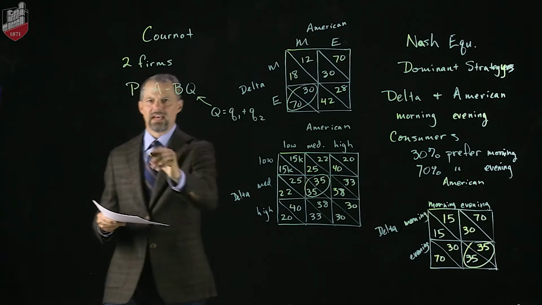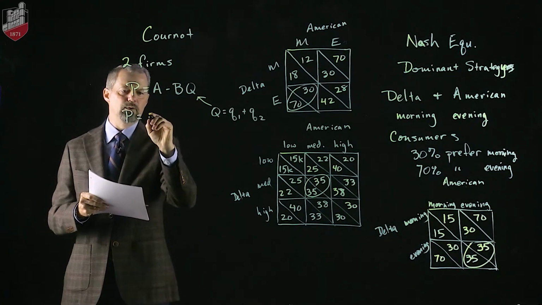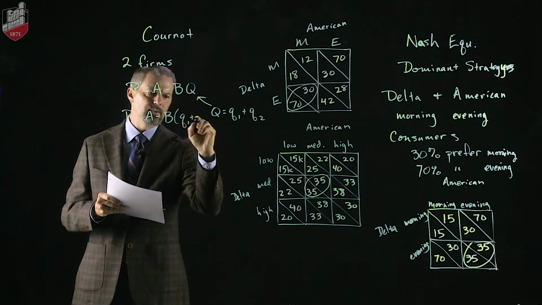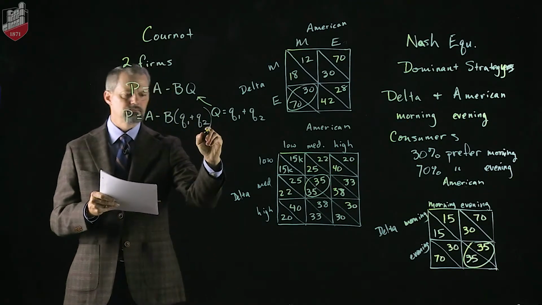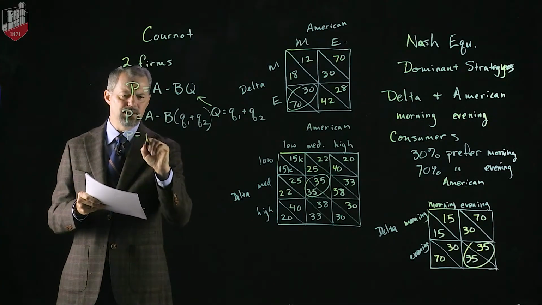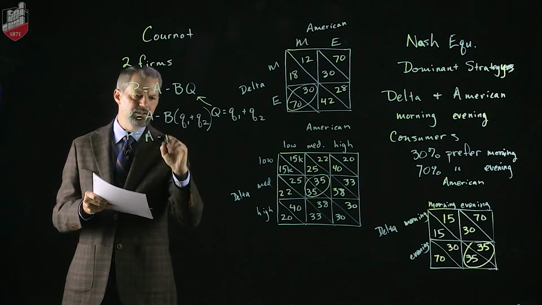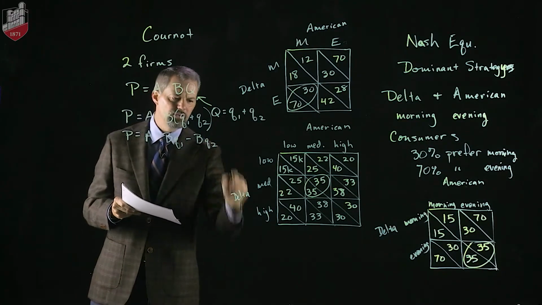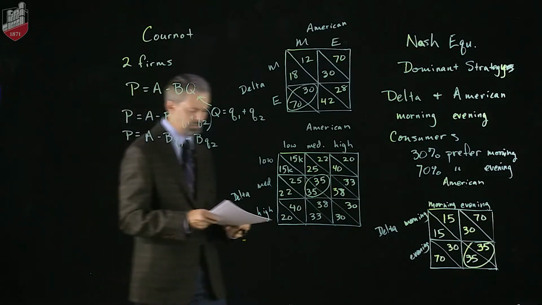So we can plug that in. We would say that P is equal to A minus B times (q1 plus q2). And we could distribute that B through. We get P equals A minus B q1 minus B q2. So there's the inverse market demand curve.